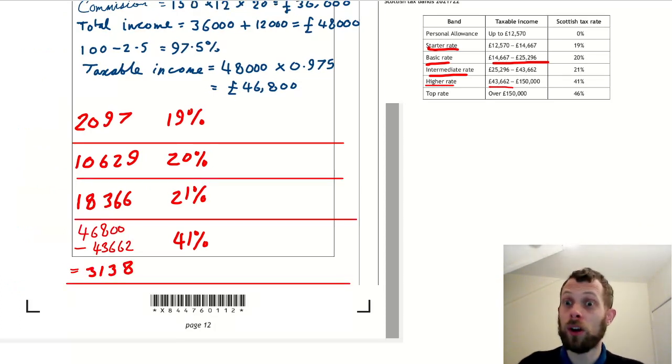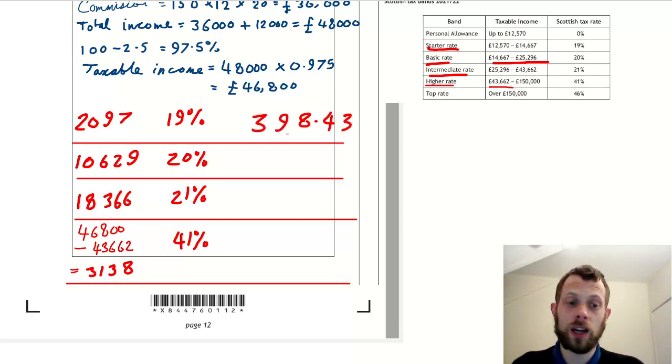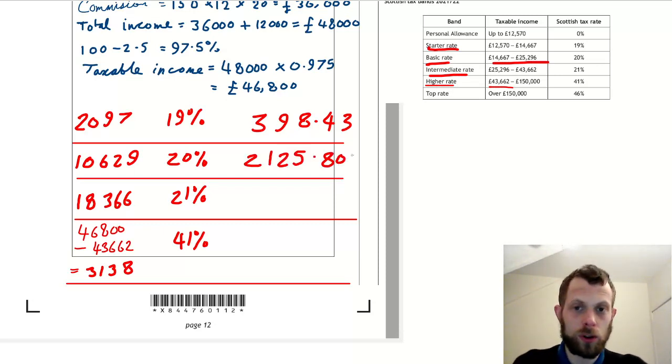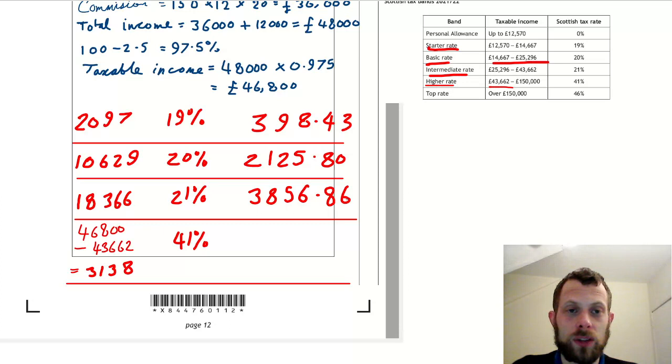So these are the numbers we're working with now. So we take 19% of this, 20% of this, and so on, and we get how much tax is paid at each band. So £398.43 at the starter rate, £2,125.80 at the basic rate, £3,856.86 at the intermediate rate, and finally £1,286.58 at the higher rate.